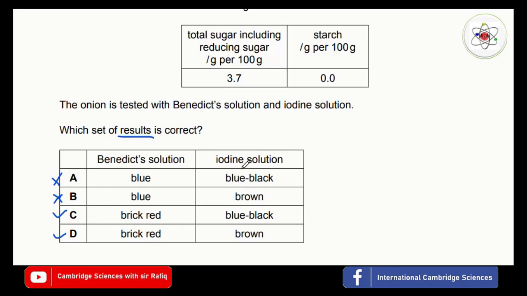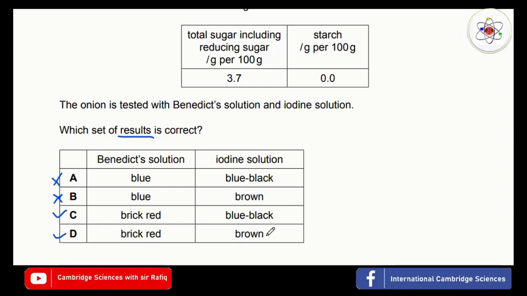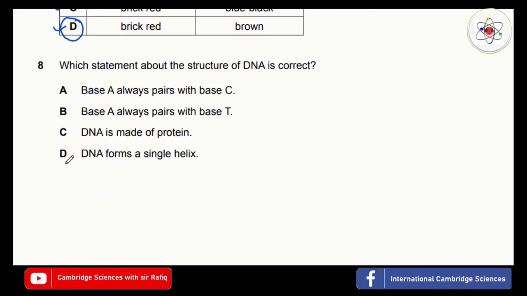Iodine test is done for the presence of starch. If starch is present, the iodine solution turns blue-black from its original color, or if it is not present, it remains brown. As starch is not present, it will be brown. So the answer is D. Moving on, next question.